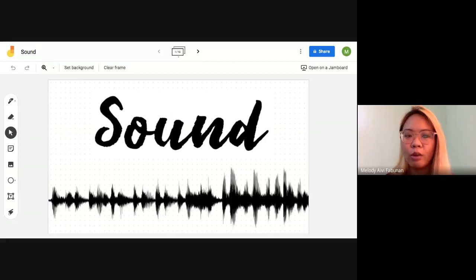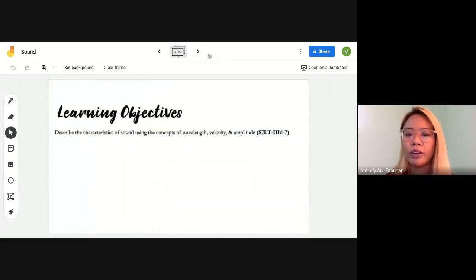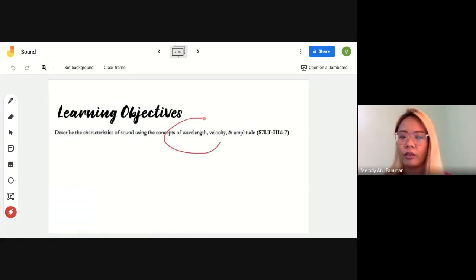This week, I am going to start with our new lesson, which is all about sound. So let's start. For sound, our learning objectives, of course, is to describe the characteristics of sound using the concepts of wavelength. And we will know later on, ano nga ba yung wavelength at paano natin madedetermine ang wavelength ng isang sound? What is velocity in terms of sound? And lastly, what is amplitude?